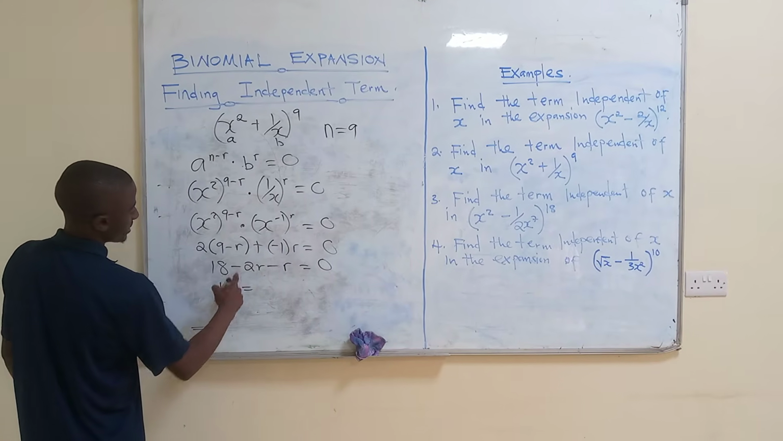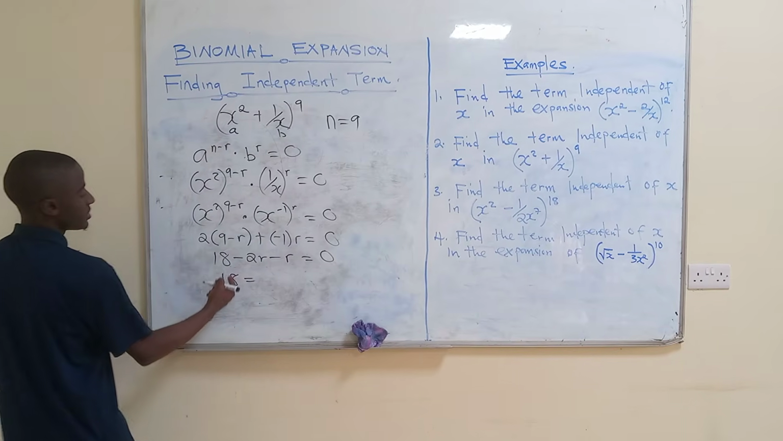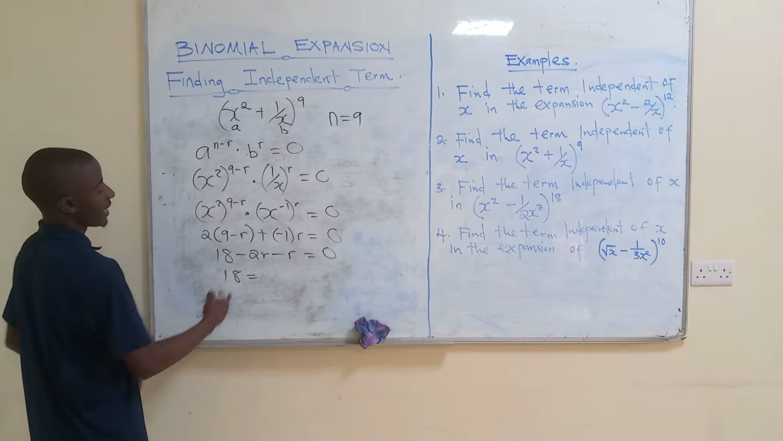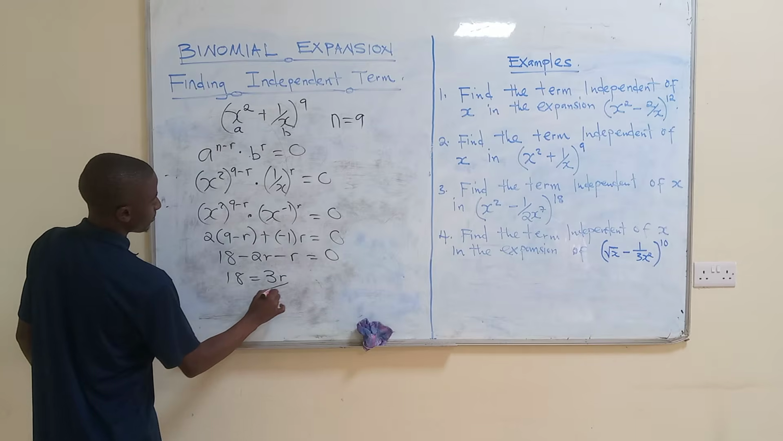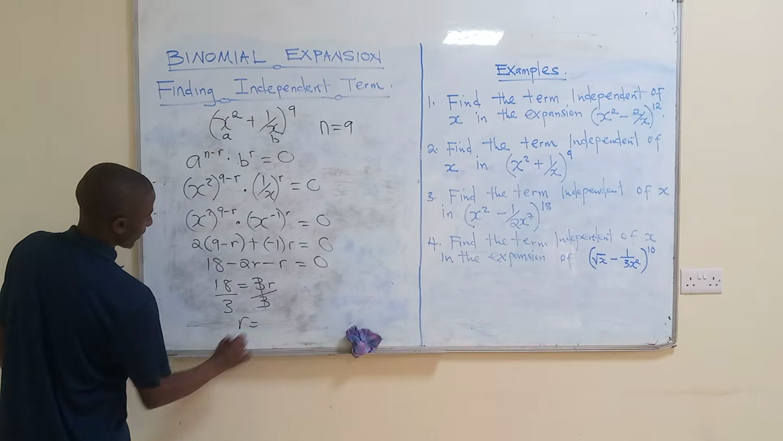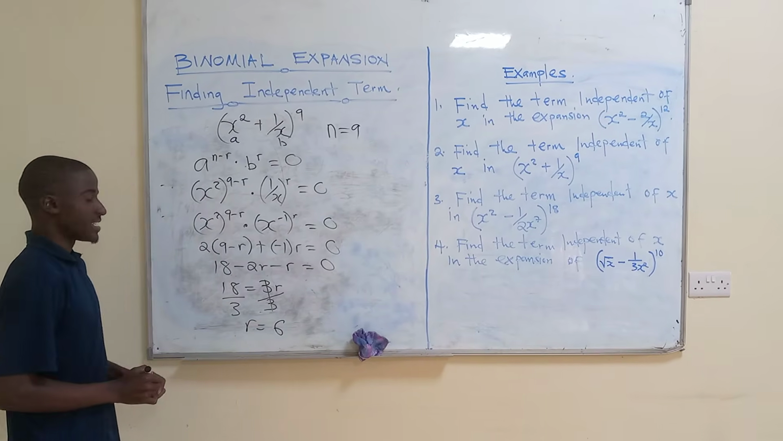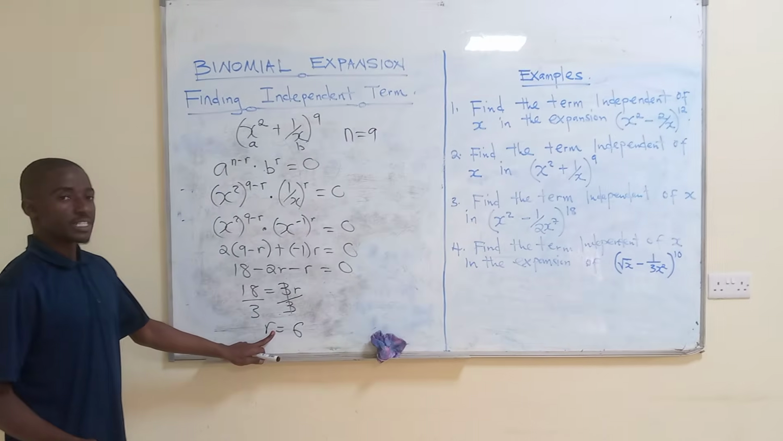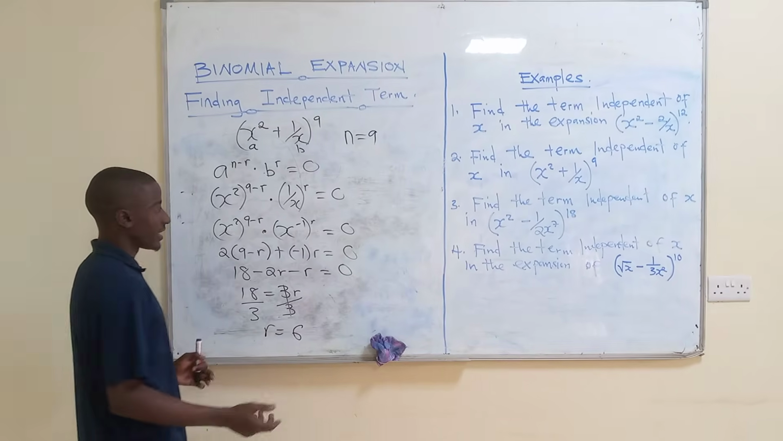18 is equal to positive 3r, because here you're going to get negative 3r. So when negative 3r crosses the equal sign, it becomes positive 3r. Divide both sides by 3. So what is the value of r? That is 6. So from there, since you know the value of r, then you can proceed to find the independent term using that formula that I gave you.